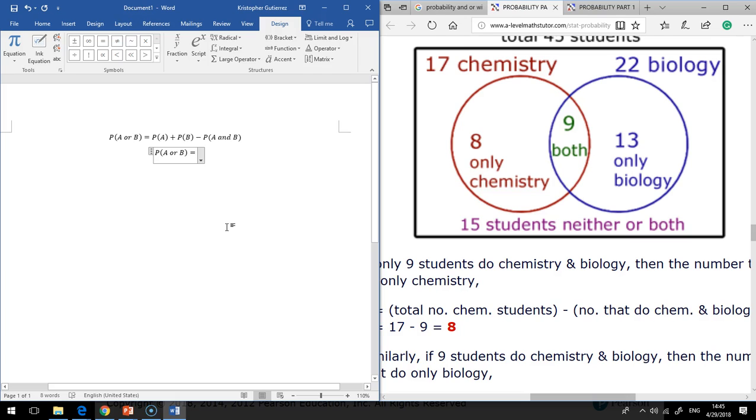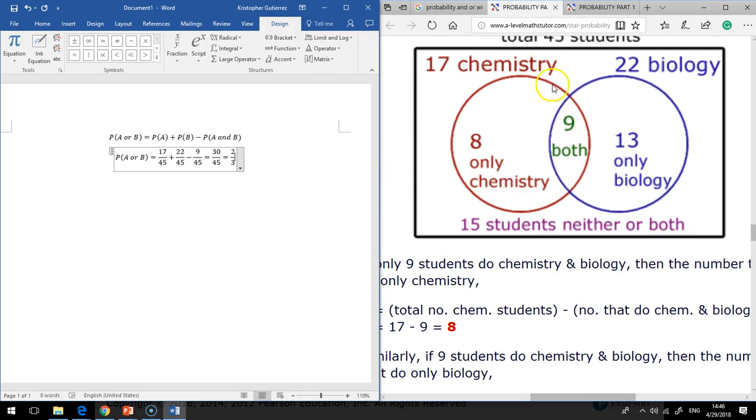That's equal to, well, there are 45 students, so 17 chemistry is 17 divided by 45, plus the probability of B is 22 students, so 22 over 45, and then subtract 9 over 45. And that equals, well, we got 22 plus 17 minus 9. That gives us 30 over 45, which reduces to 2/3. So it gives us the same answer.